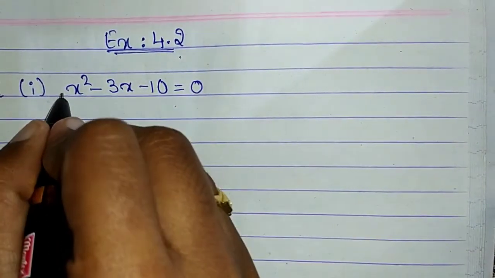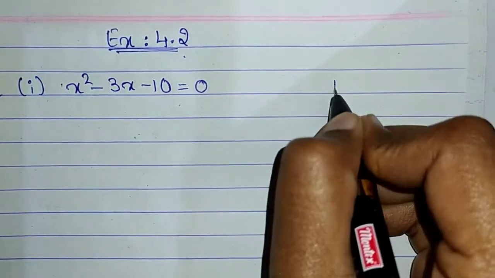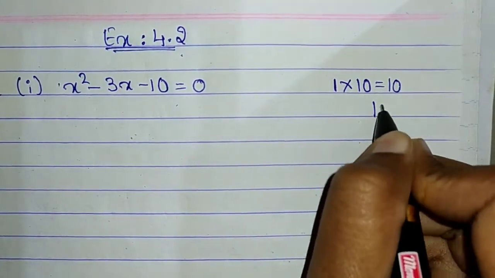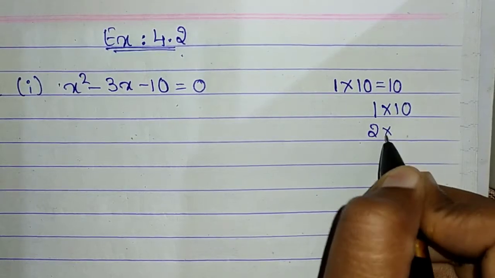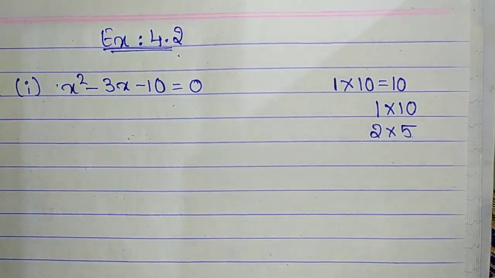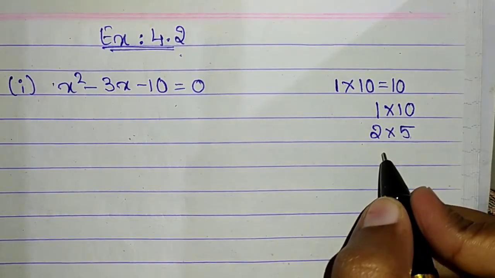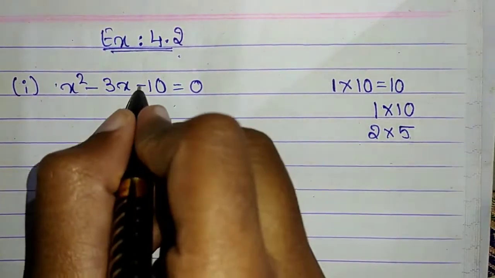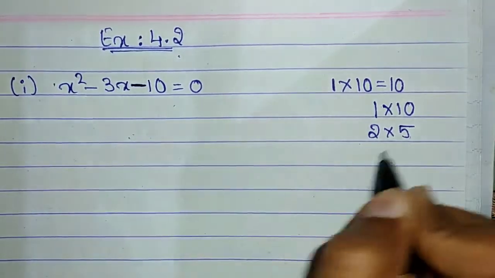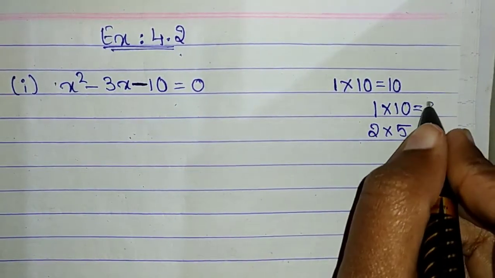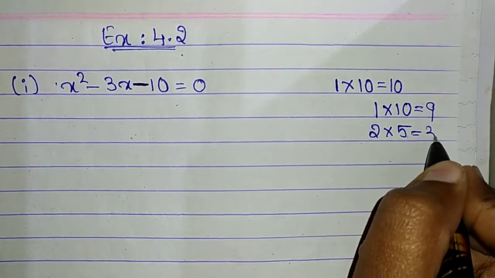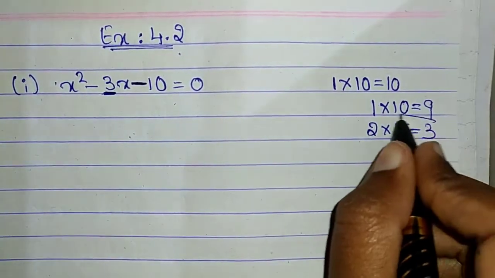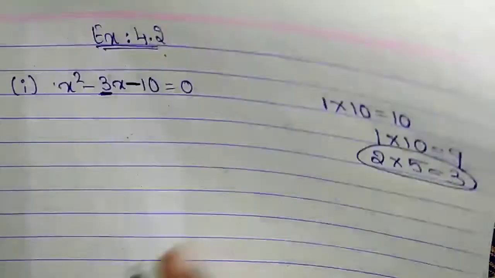So as it is the norm, a is equal to 1 and c is 10. So now writing the factors 1 into 10, 2 into 5, 3 into 3 we don't get 10, 4 we don't get 10. So these are the only possible factors. Now what is the sign before c, before 10? It is minus. So let us subtract these factors. 10 minus 1 is 9. 5 minus 2 is 3. The middle term is 3. The coefficient of the middle term is 3. So this is the required set of factors.